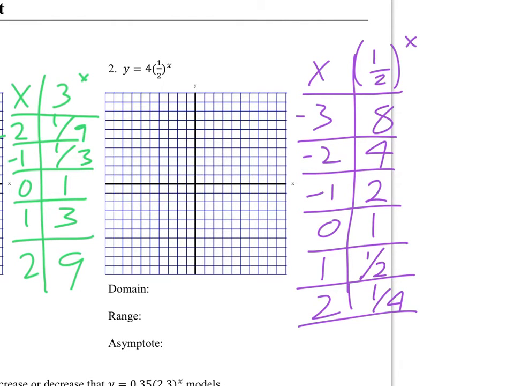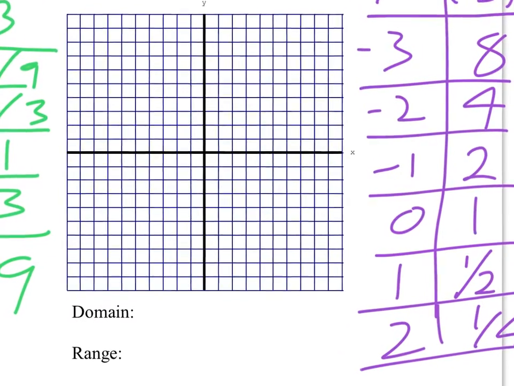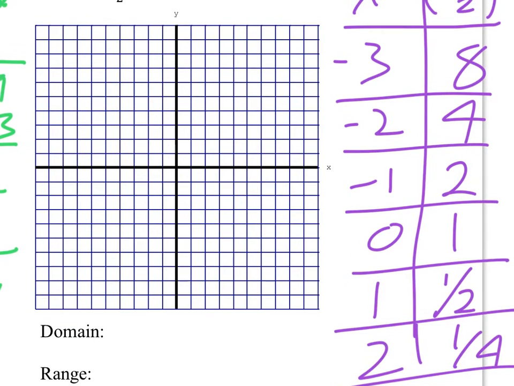Again, I would X those in because they are not my final points. So if I zoom in here, so I can do a little better job. -3, 8 would be about there. -2 was 4. -1 was 2. 0 was 1. 1 was 1/2, and 2 was 1/4.